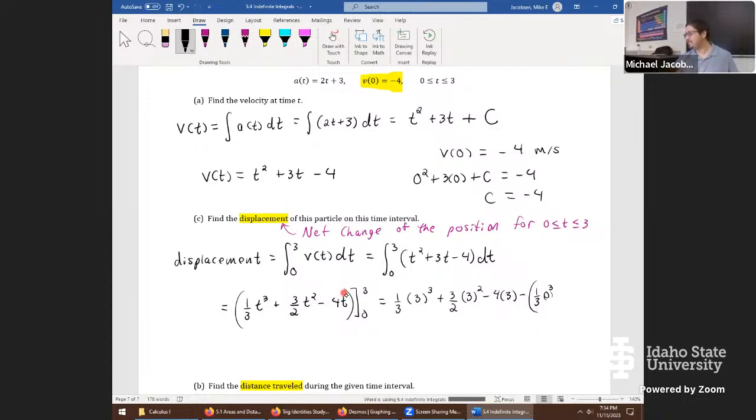Control Z is not working. That's a bad sign. Oh, I saved it. That was Control S. Saved it like 5 times.